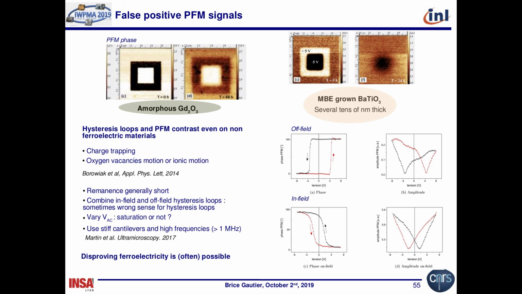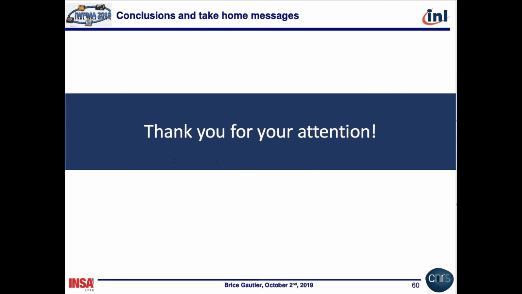You can combine in-field and off-field hysteresis loops and see the charge trapping. This is not the right sense. You can also increase the amplitude of VAC. If this is ferroelectric, and the amplitude of the alternating voltage is higher than the coercive field, then your sample will switch all the time. What you will see is that the PFM signal disappears. If it never saturates, then it's not ferroelectric. But what you see is Kelvin force. And you can also use stiffer cantilevers. We talked about that just before. Okay, so I thank you for your attention, and I'm ready for your questions if you have some.